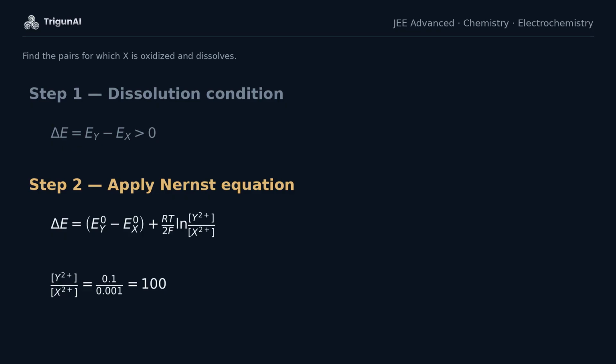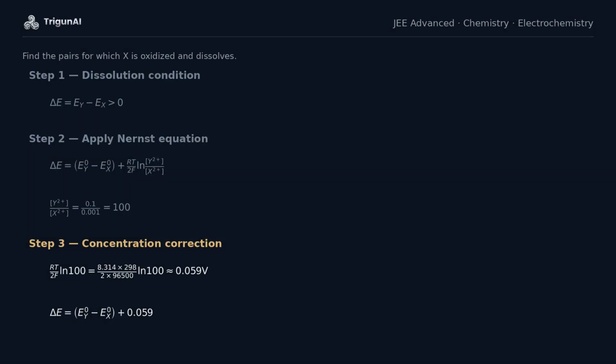Subtracting the two Nernst equations gives a standard potential difference plus a concentration correction. The concentration ratio is 100. At 298 Kelvin, the concentration term comes out to about 0.059 volt. So we just add this to Y standard potential minus X standard potential.